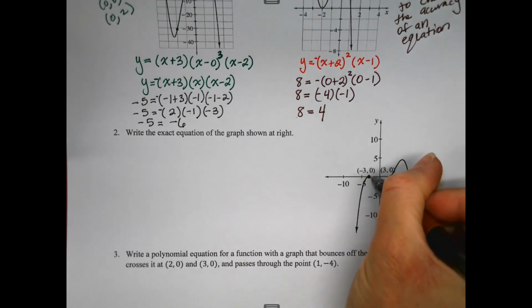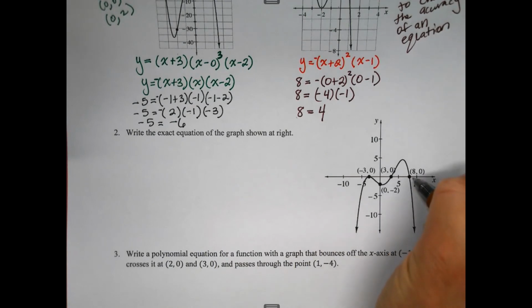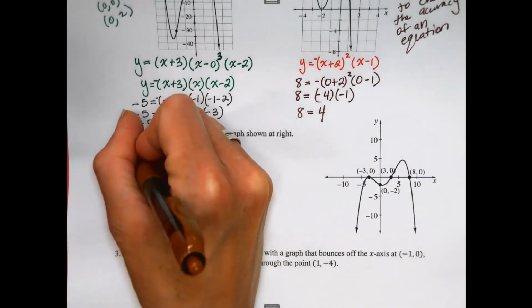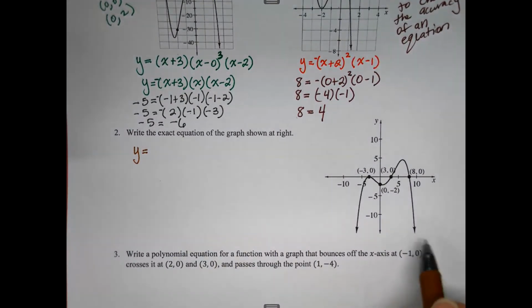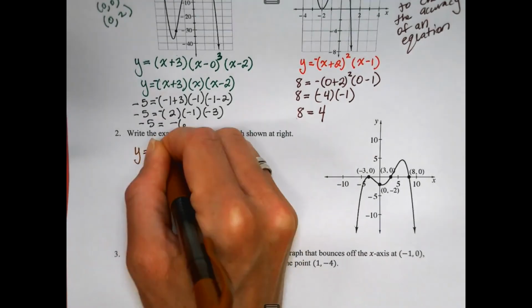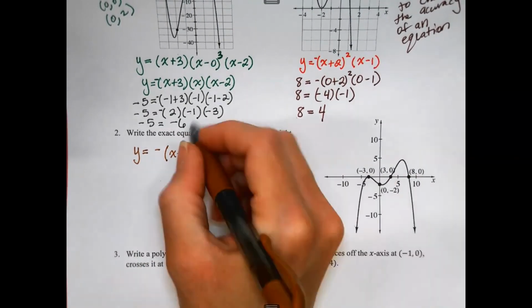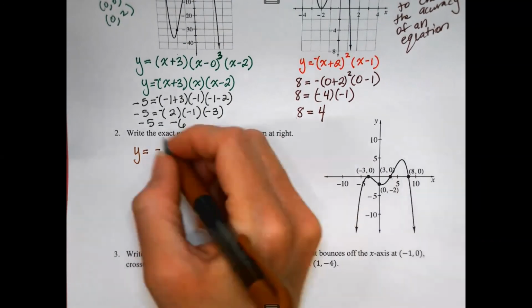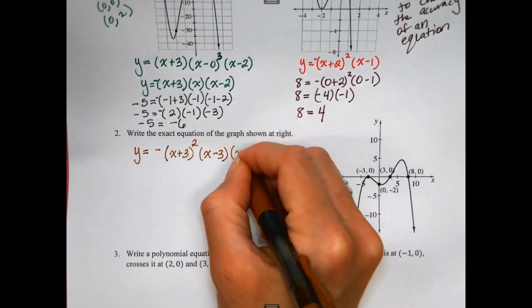We have an intercept here at -3, 0, and it's a bounce. At 3, 0, we have one, and at 8, 0. Therefore, based on our intercepts, we can write our linear factors. And also notice your orientation. Your orientation is negative. This will be negative of x plus 3. It bounces, so we square it. Then x minus 3 and x minus 8.